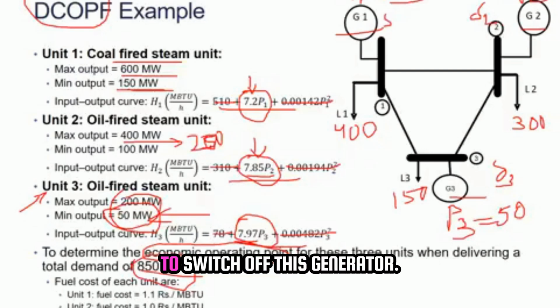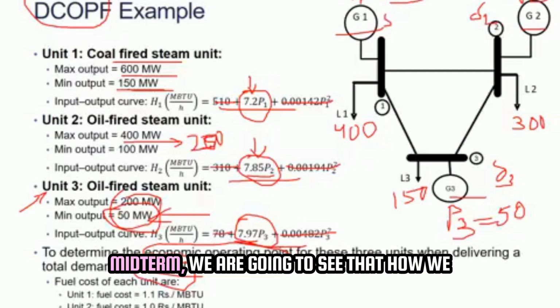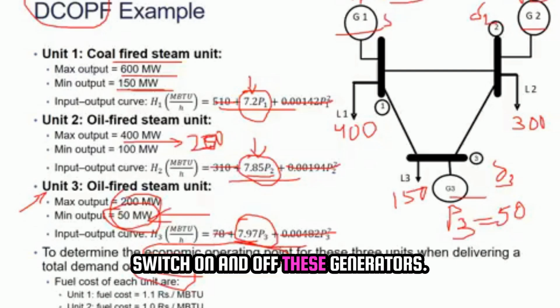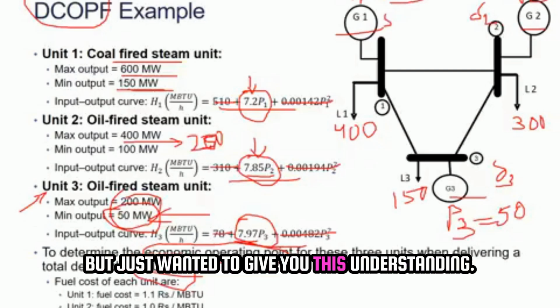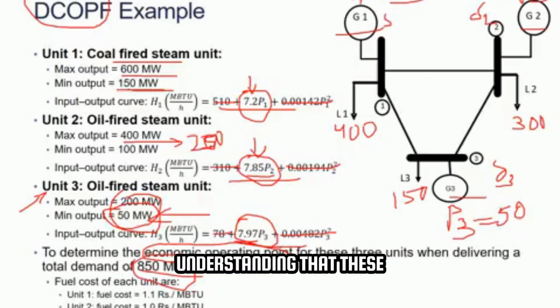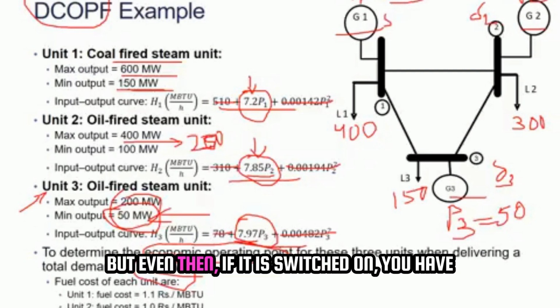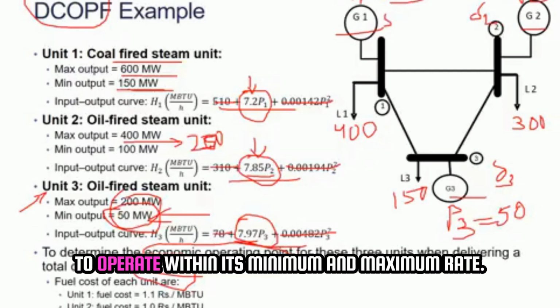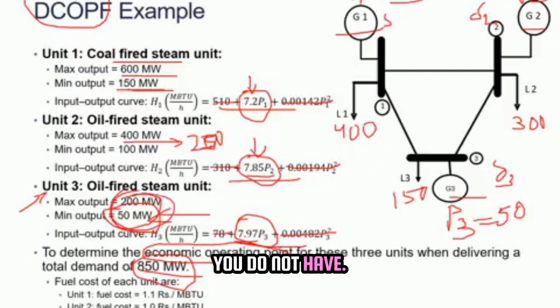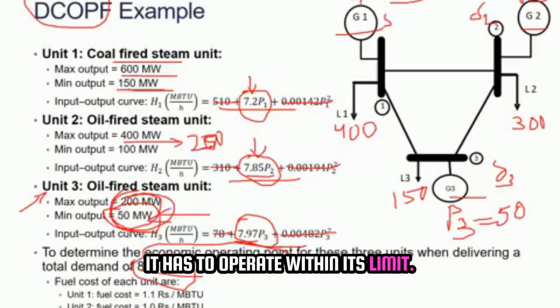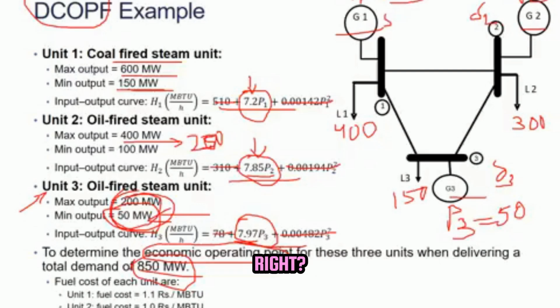The best solution will be to switch off this generator. This switching on and off, we will see later, probably after your midterm. Just wanted to give you this understanding that these generators are generally switched off. But even then, if it is switched on, you have to operate within its minimum and maximum limits. If its Pmin is 50, you cannot tell it to operate at 0. It has to operate within its limit. Clear?